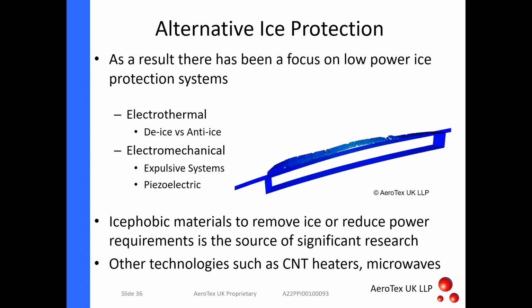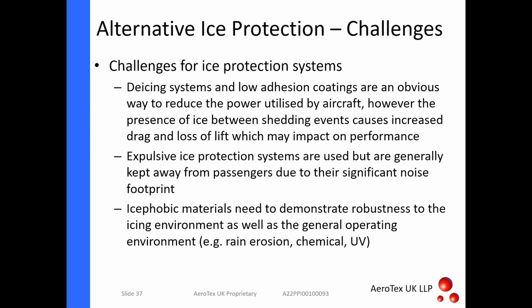So there are new systems. Instead of keeping the wing free of ice, we're looking at de-icing, so let ice form and then shed it, whether that's a thermal system or a mechanical system. Looking at icephobic materials, which I think Manish will talk about later, and other technologies such as microwaves and carbon nanotube heaters. I think I'm rapidly running out of time.